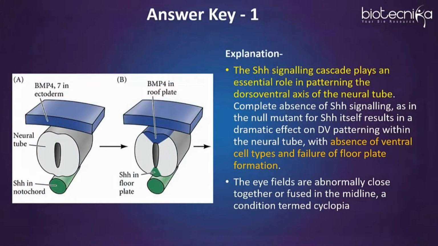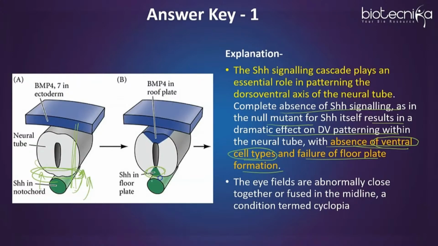Okay, SHH signaling cascade plays an essential role in patterning the dorsoventral axis of the neural tube. So as you can see, this is the neural tube, and here we have the ectoderm, and this is the notochord, right? So when this is formed, SHH in notochord gives the signal to neural tube to form the ventralization. So complete absence of SHH signal, as in null mutant, results in a dramatic effect on the dorsal ventral patterning. If SHH signal is not there, then dorsal ventral patterning is severely affected, because the SHH is giving rise to the ventral side of neural tube, that is why it will lead to absence of ventral cell type, and also the floor plate formation will not be able to form properly.